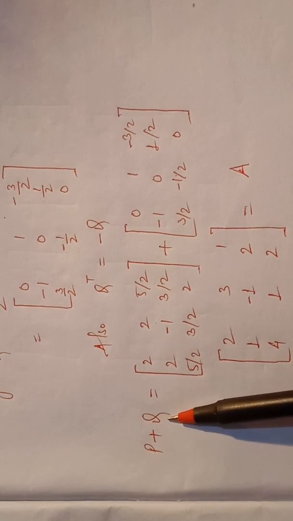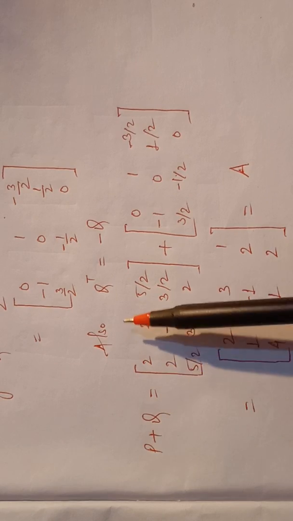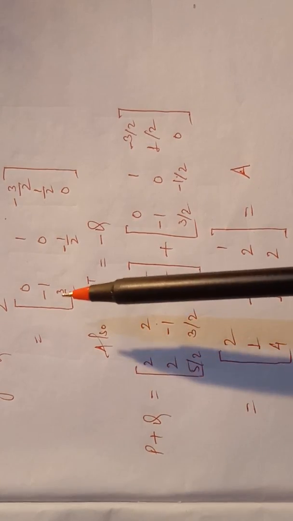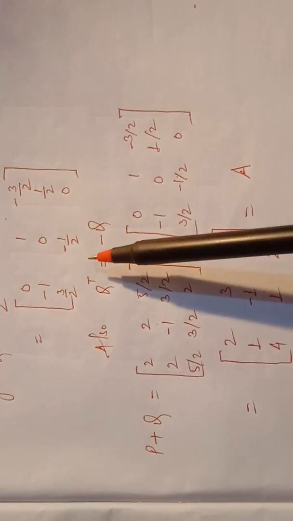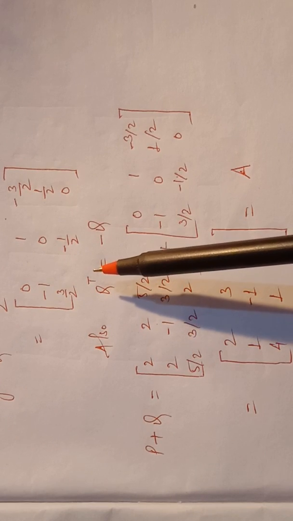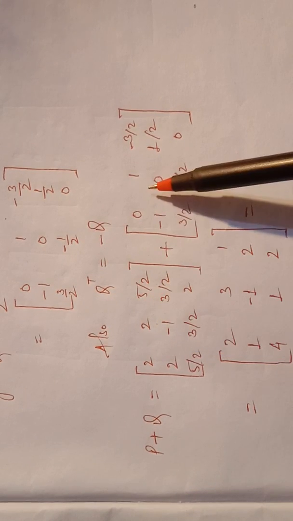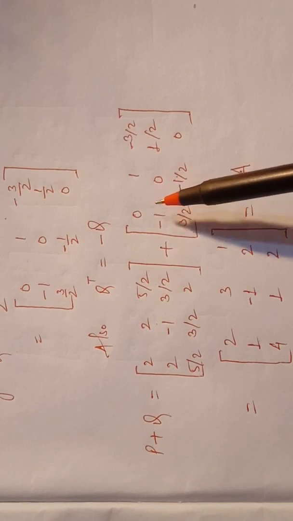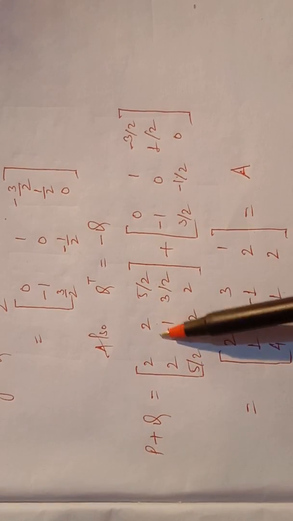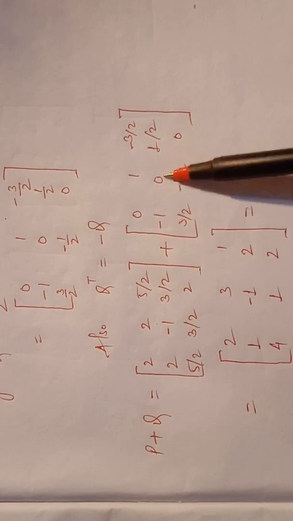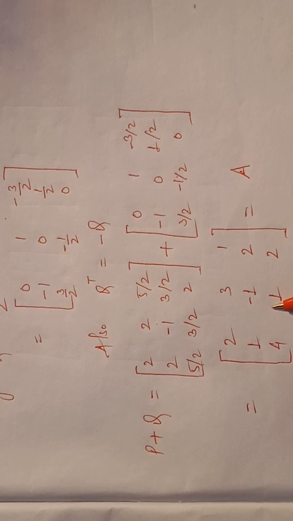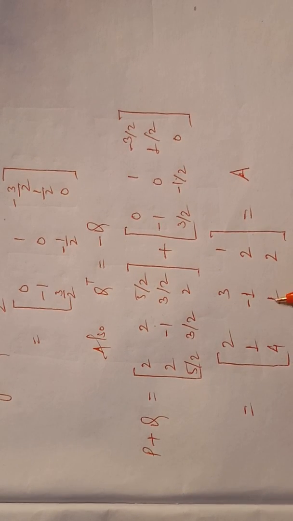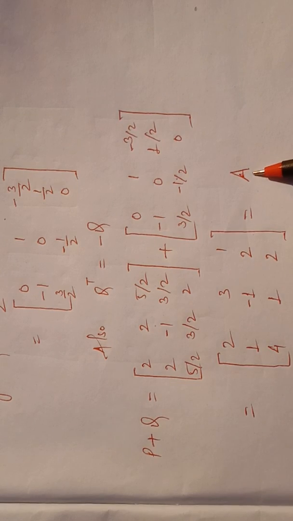So this step we have to show, because we have shown right now P is symmetric and Q is skew symmetric. So now we have to show that the sum of P and Q is equal to A. So write the value of P, write the value of Q, you add it, you will get this matrix, and this matrix is the matrix A. So hence it is proved.